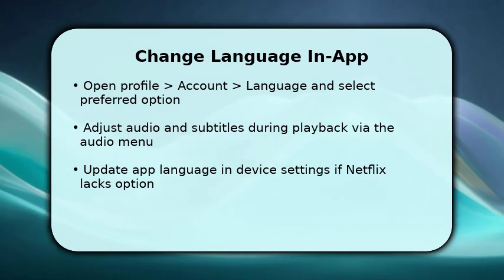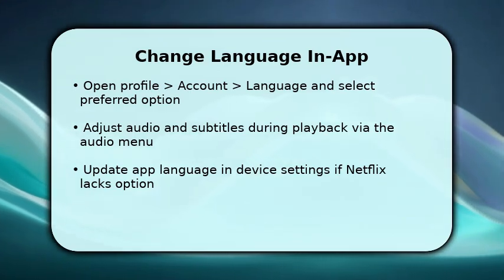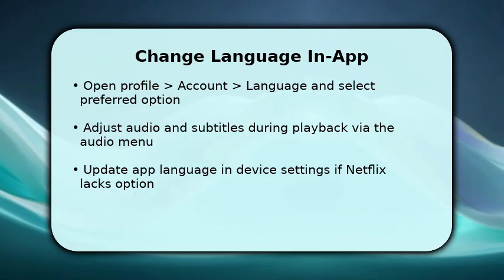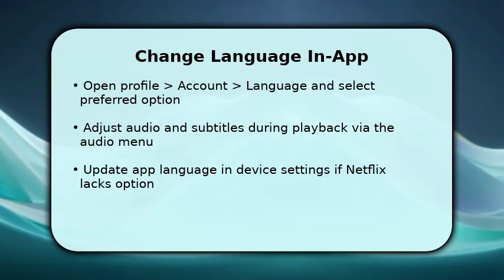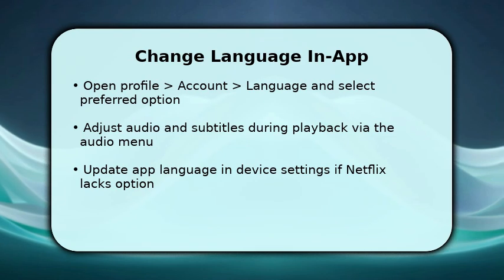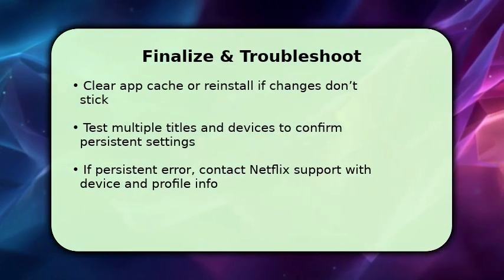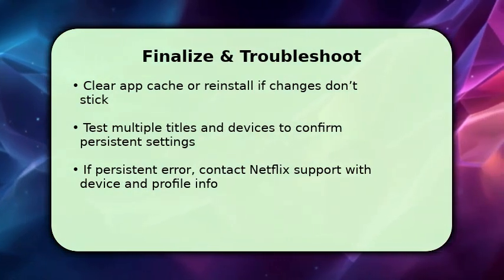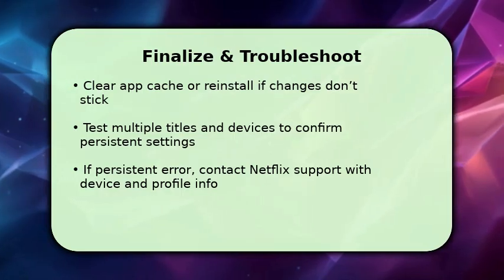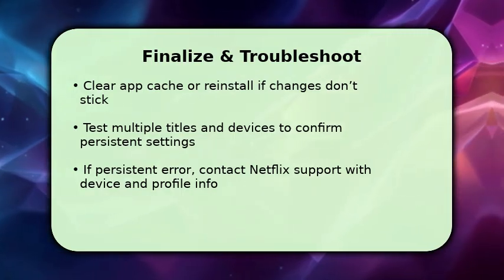If the Netflix app on your device doesn't show language options, make sure the device app language is set in system settings because some platforms inherit device language. You finish by verifying changes across several titles and devices to ensure persistence. Test different shows because availability depends on the title's audio/subtitle tracks.